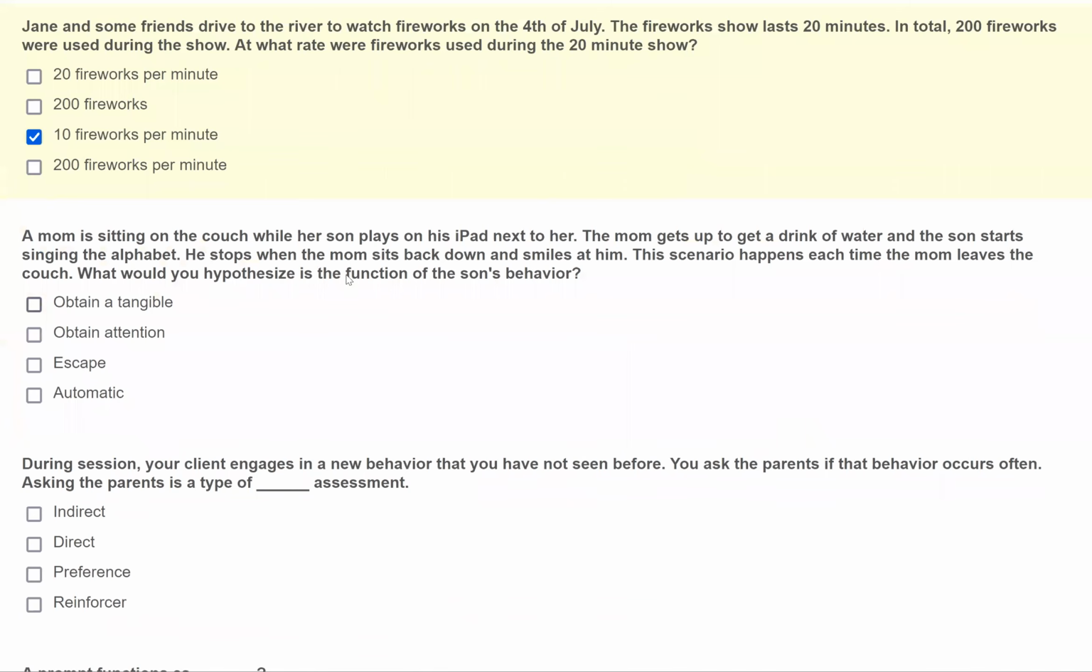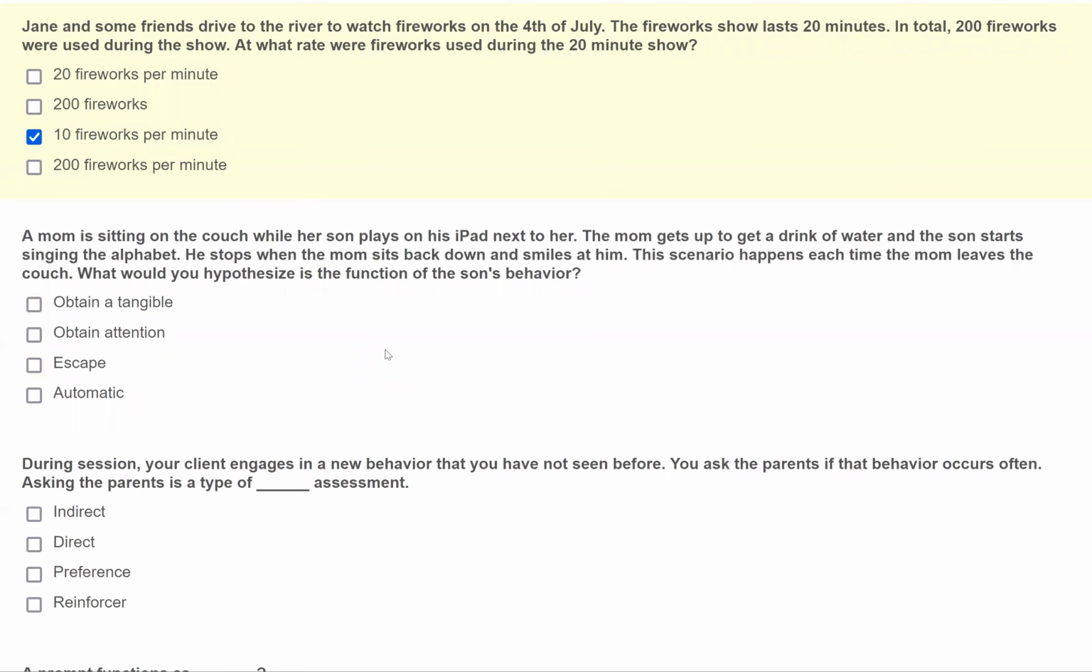A mom is sitting on the couch while her son plays on his iPad next to her. The mom gets up to get a drink of water and the son starts singing the alphabet. He stops when the mom sits back down and smiles at him. The scenario happens each time the mom leaves the couch. What would you hypothesize is the function of the son's behavior? Functions. What are our 4 functions? Tangible, attention, escape, and automatic reinforcement.